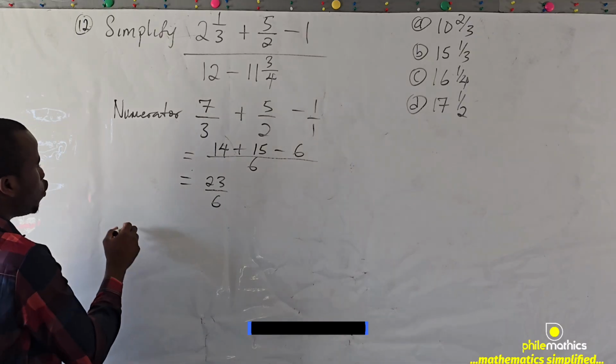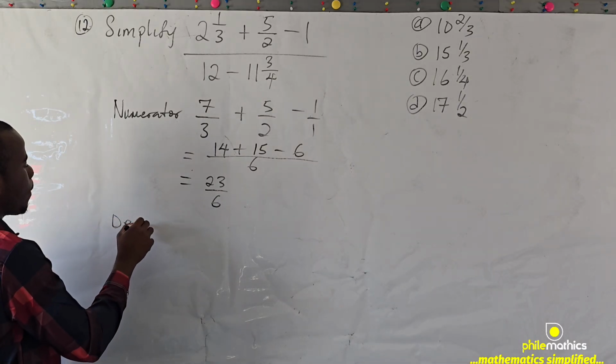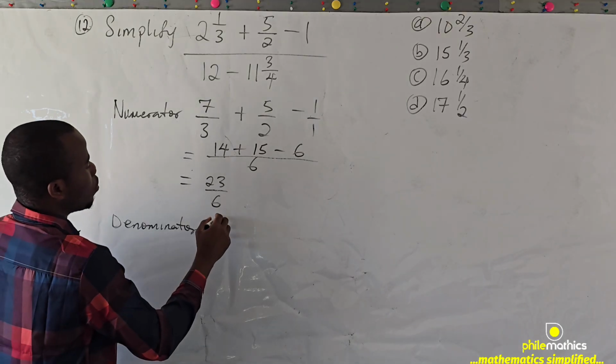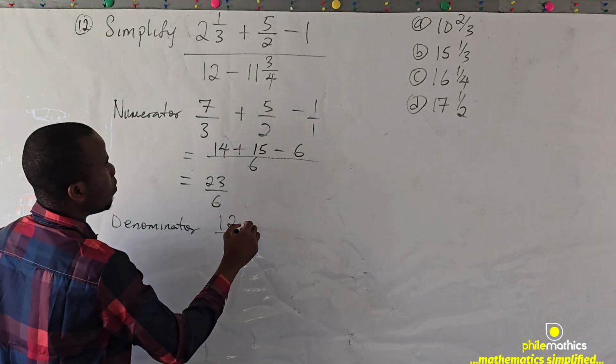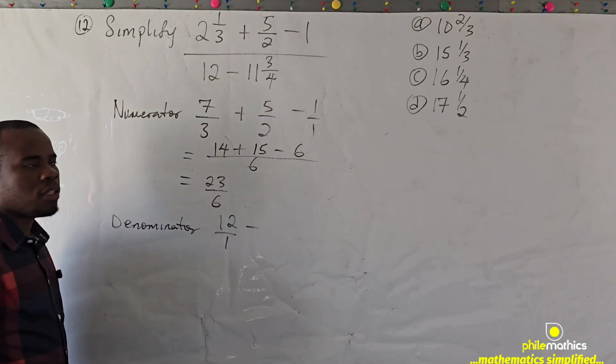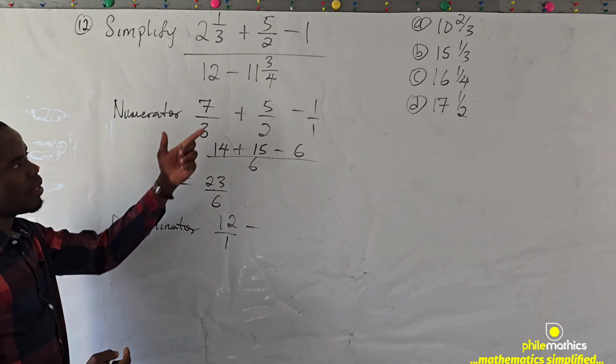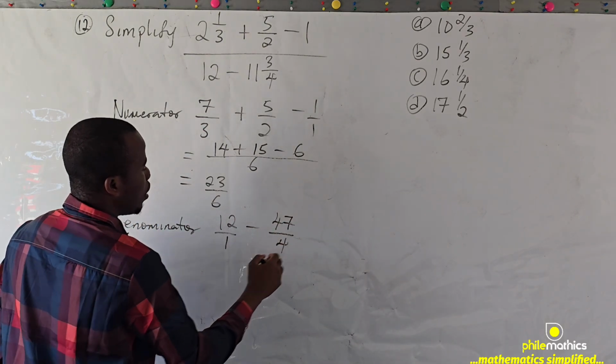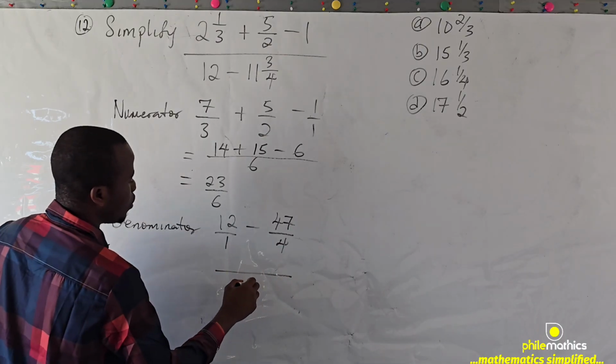Now for the denominator, we have 12 over 1 minus 4 times 11 is 44 plus 3, 47 over 4. And the LCM is 4.